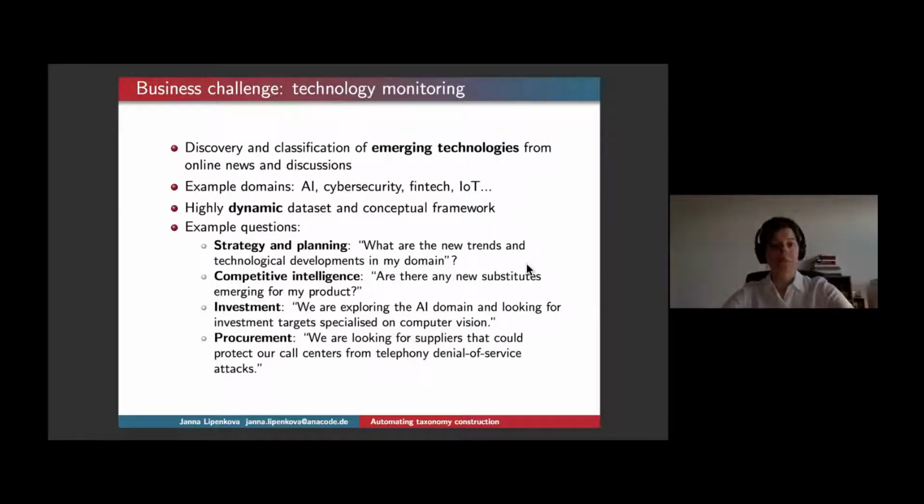It can be, of course, for investment. As I just explained, for instance, we are exploring the AI domain and looking for investment targets specialized on computer vision, and so on. So procurement and basically other departments in the company also.